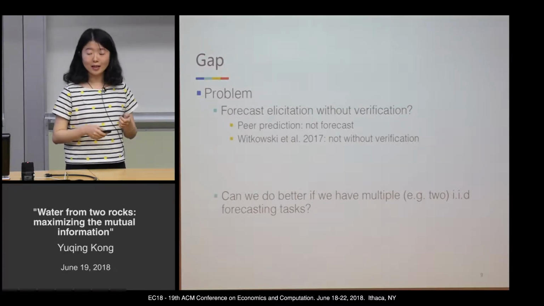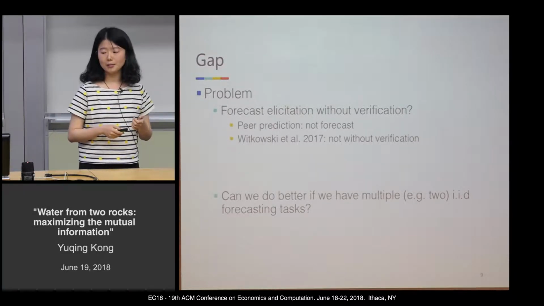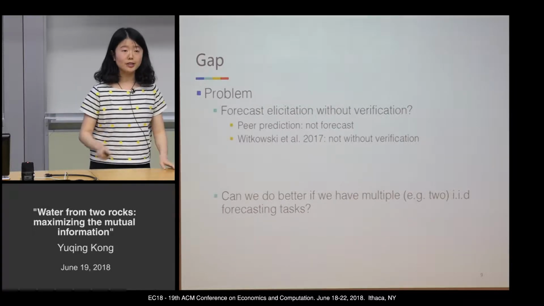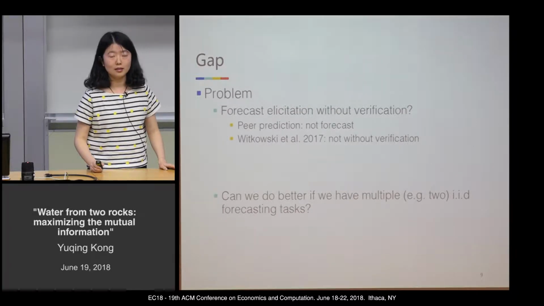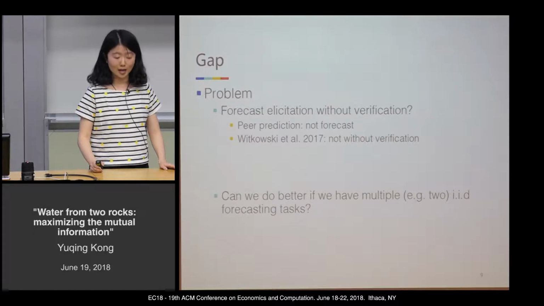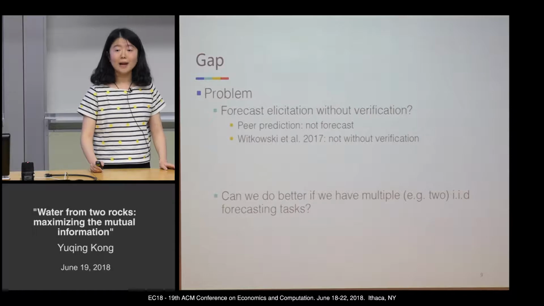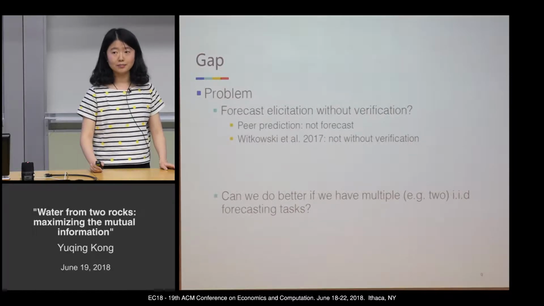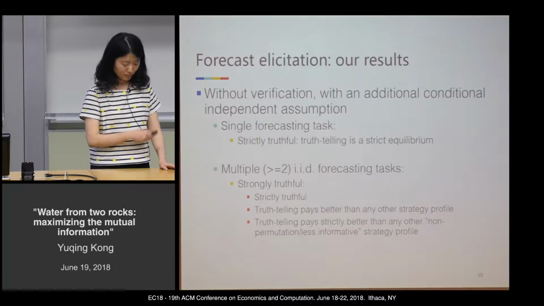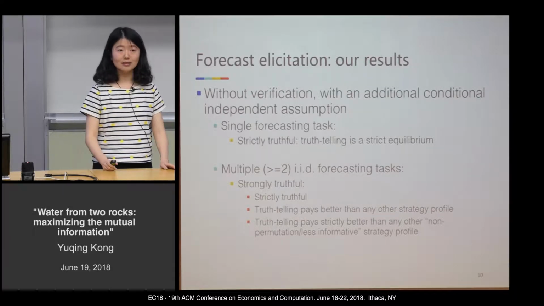In addition to this problem, another question we want to ask is that in the traditional setting, we only ask the crowds to forecast one step. If we have two very similar steps, and we have these two forecasting tasks, can we do better? Doing better means: can we design a mechanism that achieves better properties? And it turns out the answer is yes.